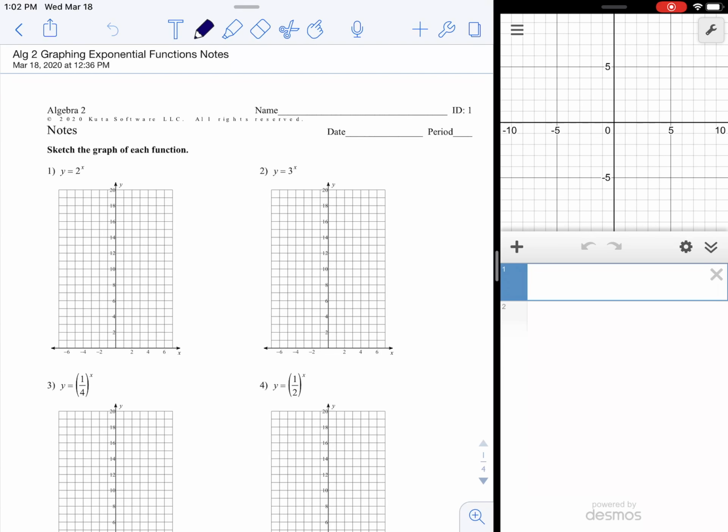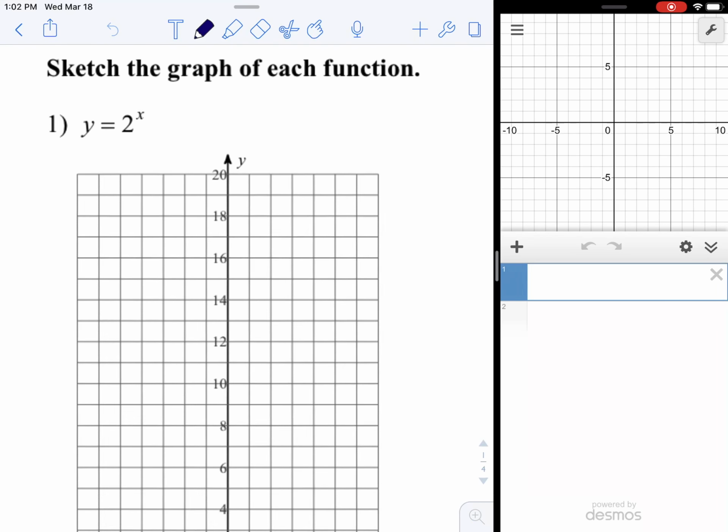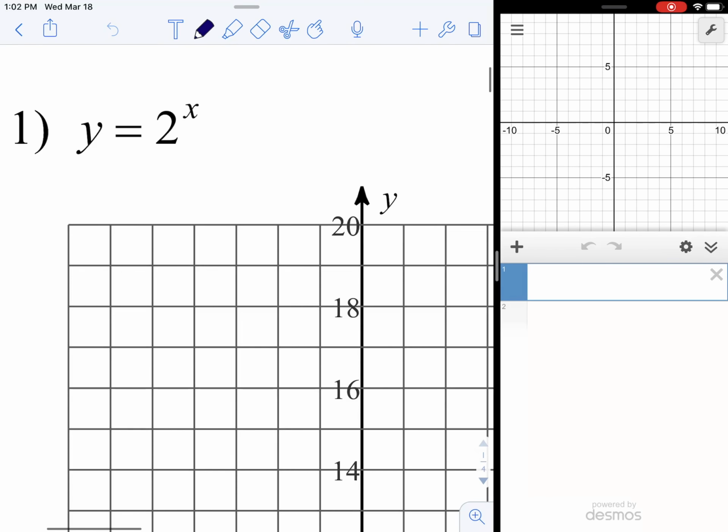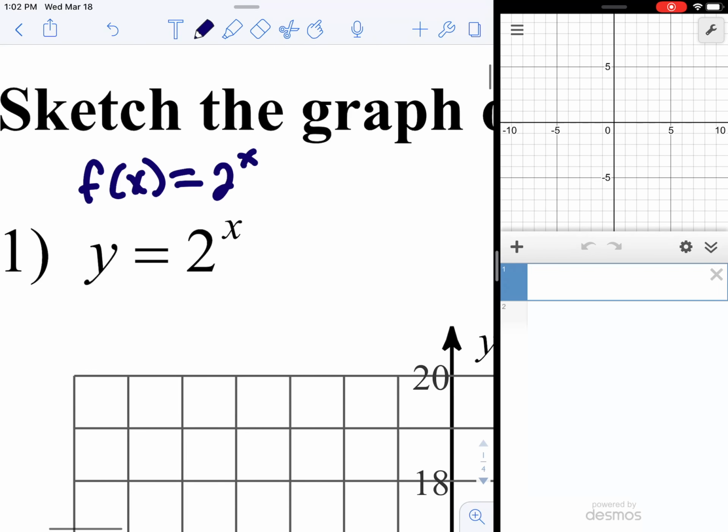Okay guys, the new topic is graphing exponential functions. Before we get into the graphing part, an exponential function is basically an equation. It's going to have x and y in it. It could alternatively have f of x in it. But the main thing is that the variable is in the power.